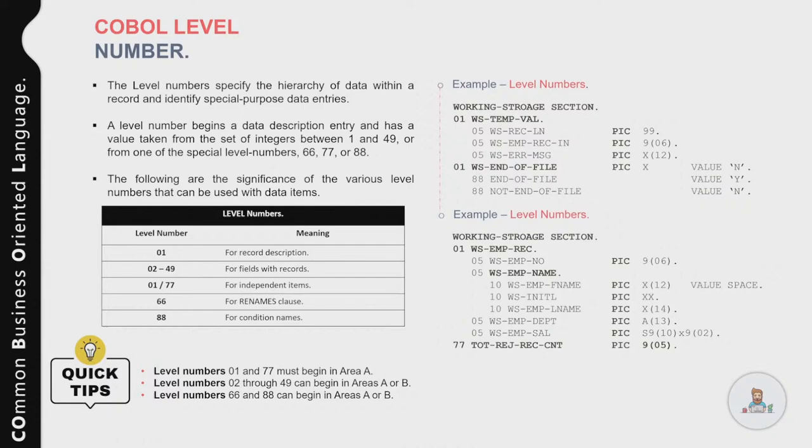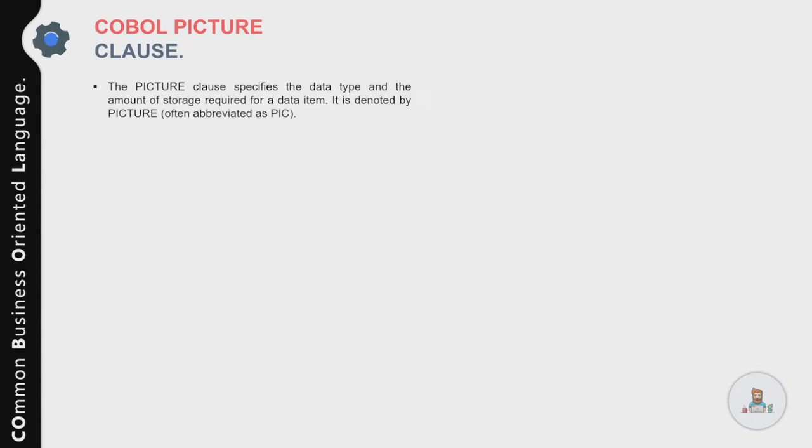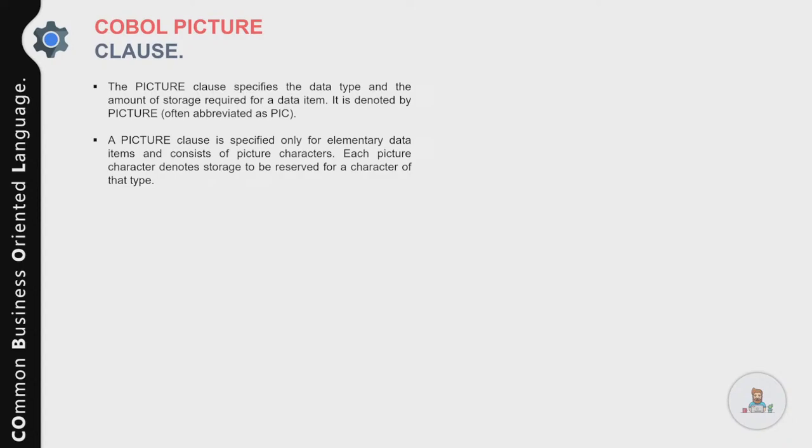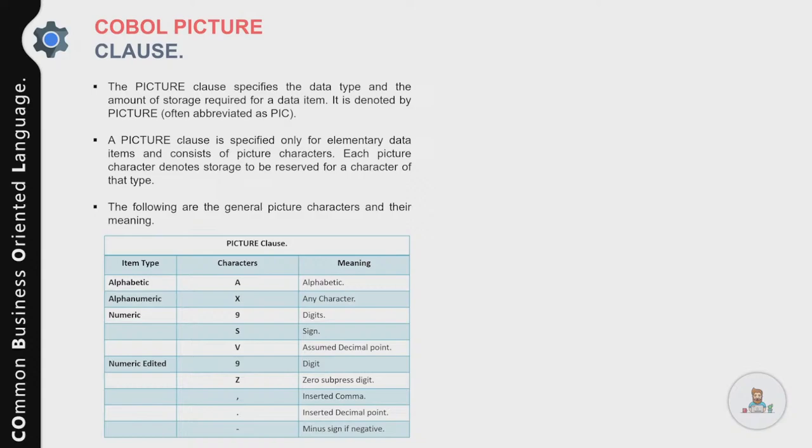Now let's talk about the picture clause in COBOL. The picture clause is used to specify the data type and the amount of storage required for a variable or a data item. It is denoted by PICTURE, which is often abbreviated as PIC. A picture clause is specified only for elementary data elements or items and consists of picture characters. Each picture character denotes storage to be reserved for a character of that particular type. The following are the general picture characters and their meaning.